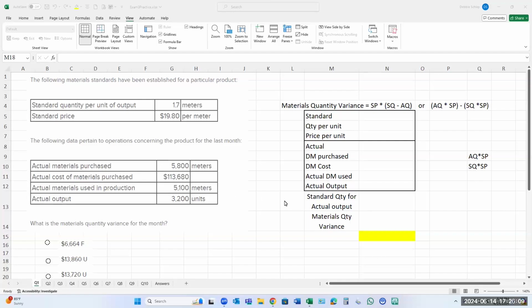Right, this is going to be a walkthrough of some problems that will help you with exam 3. So this is an exam 3 practice. Question 1, the following material standards have been established for a particular product. The standard quantity per unit of output is 1.7 meters per unit. My standard is 1.7. My standard price per meter is 2.80.